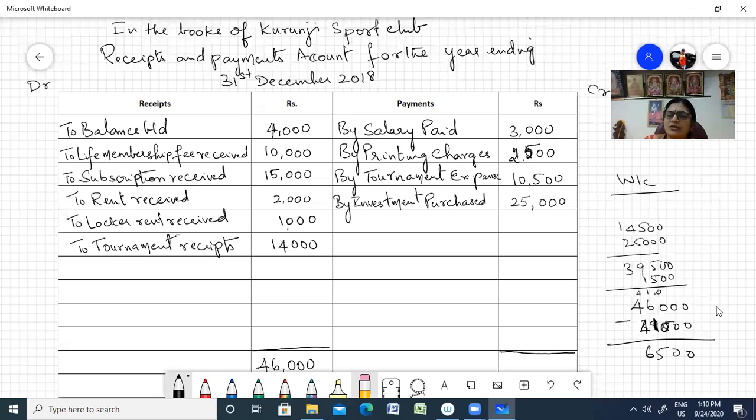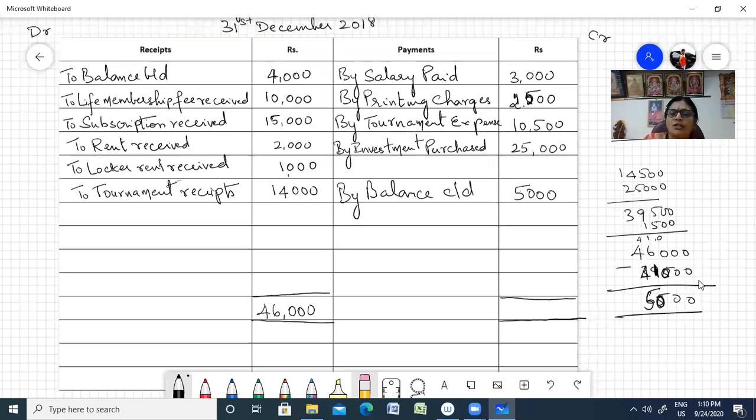So you always recheck before you write the balance, whether you have copied properly from the problem. So you have 5,000 as your balance. So by balance carry down, 5,000. Right? So you bring down the balance, 46,000. Okay, so this is your balance. Fine, I hope you understood this. So your debit side is more, so you had a credit balance. Right?